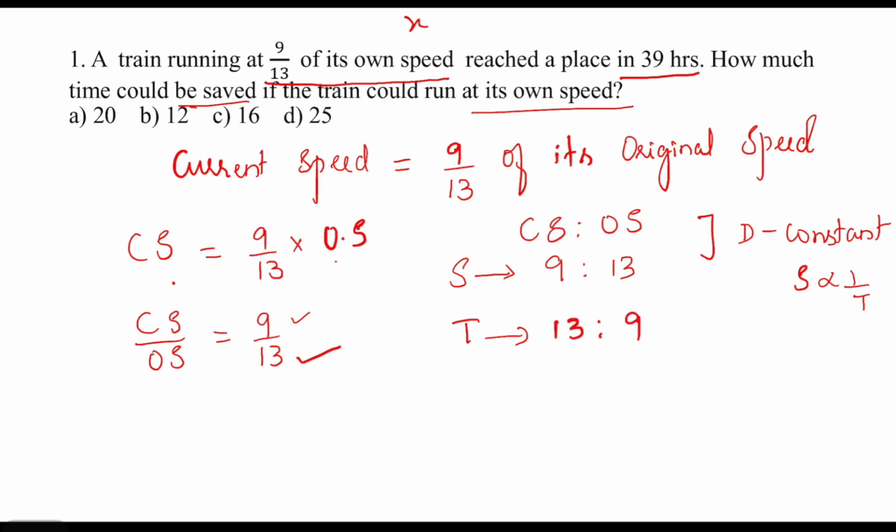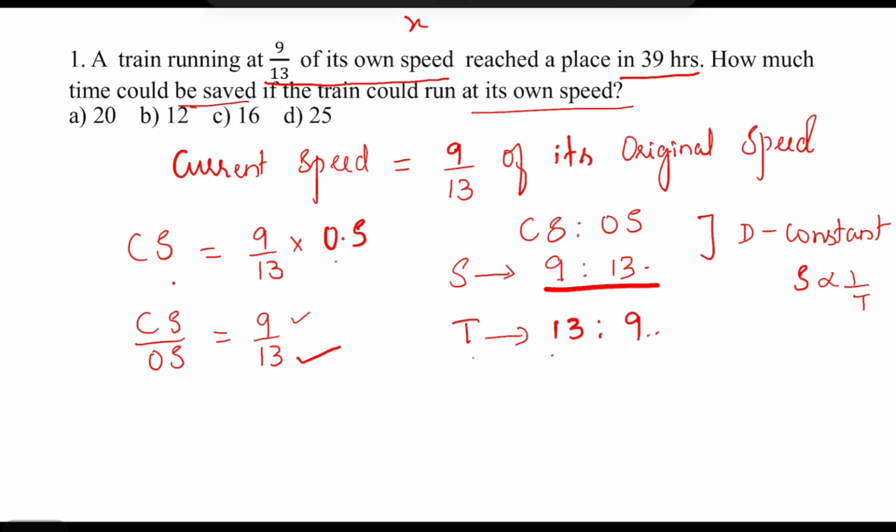That is, if current speed is 9 parts, then time taken will be more, because if speed is less, time will be more. Same way, original speed is 13 parts and time taken will be 9 parts. That is, if speed is more, time taken will be less. So if this is the speed ratio, time ratio will be inverse of that. So it is 13:9.